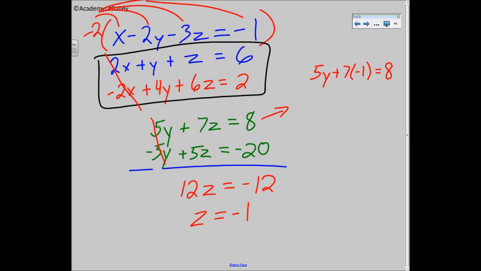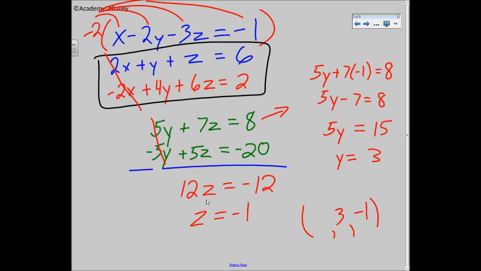So we have 5y minus 7 is equal to 8. Add 7 to both sides. What is 8 plus 7? That would be 15. Divide both sides by 5. y is equal to 3. We are super close to the answer here. y is 3. z is negative 1. Still looking for x. Where's x?